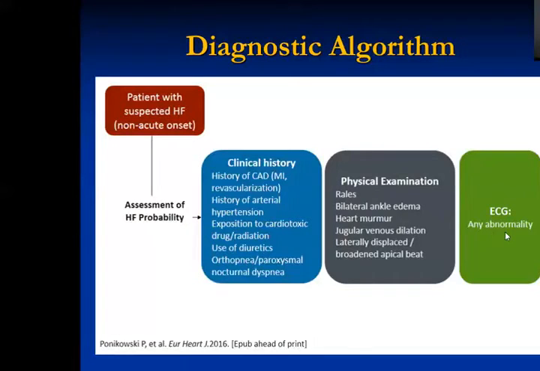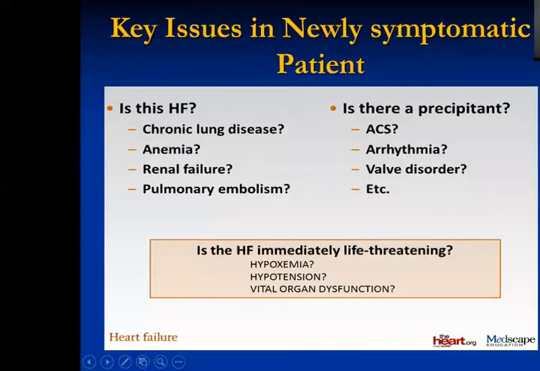Then ECG. In acutely presenting failures, always judge hypoxemia, hypotension, and vital organ dysfunction, because in an acutely presenting patient you have to judge whether you need specialized care or not. Prior to that, you have to judge whether this is heart failure and what the precipitating factor is, whenever you encounter a newly symptomatic, severely symptomatic patient.